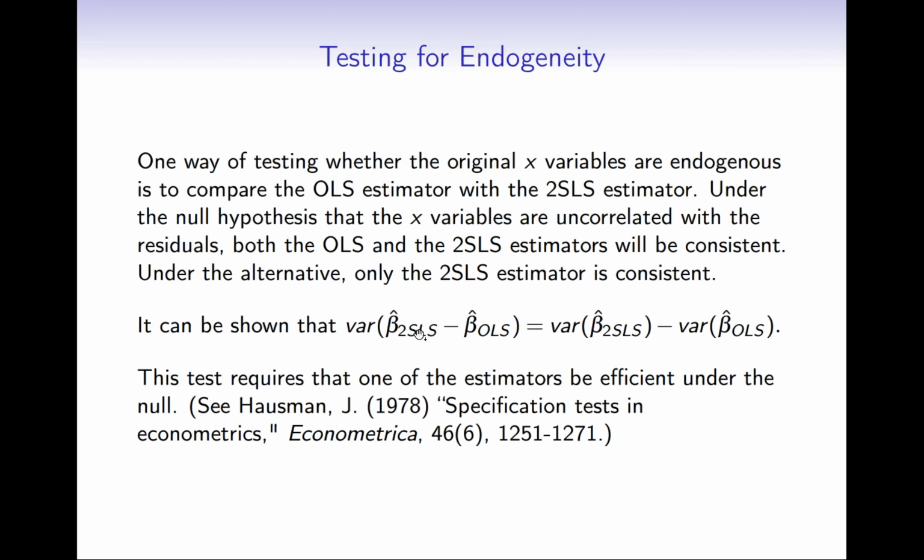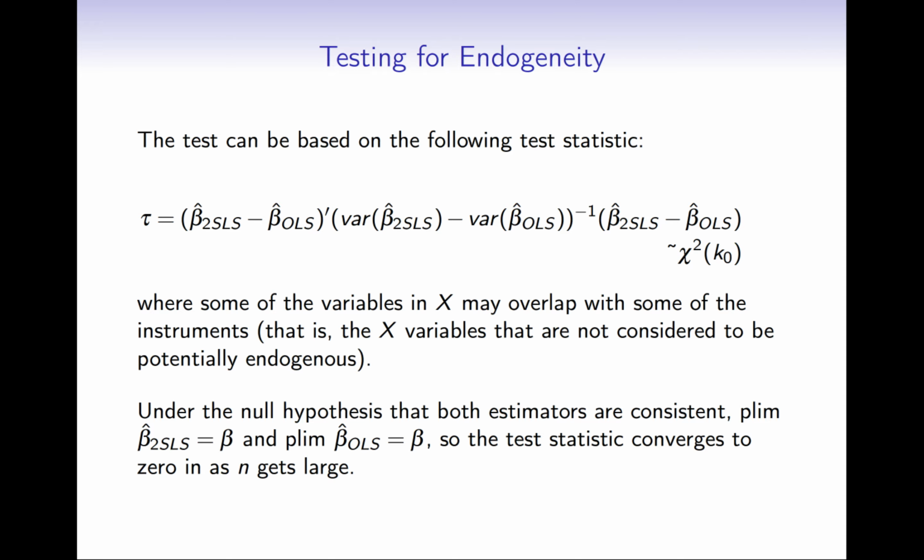And that would not generally be true for any estimators. Normally, if you had the variance of this difference, you'd have the variance of the first one plus the variance of the second one minus 2 times the covariance. But if one estimator is efficient under the null, then you get this special form, and we can do this test statistic. It looks a little bit like a Wald statistic, and it's also a chi-square statistic.